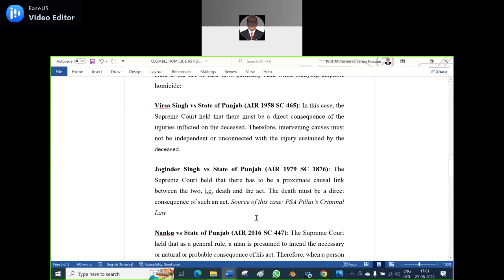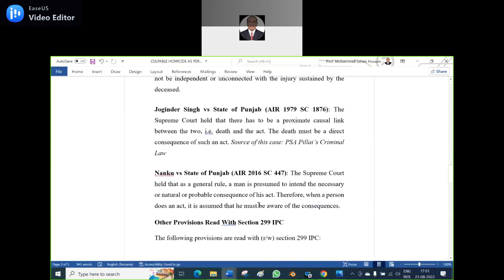Joginder Singh versus State of Punjab, All India Reporter 1979, Supreme Court, page number 1876. The Supreme Court held there has to be a proximate causal link between the two, that is, the death and the act. A close relation should be there: the act of attacking, and consequently he dies. The death must be a direct consequence of such an act. And if such a thing is there, then definitely we can say it is culpable homicide, or we can also say culpable homicide amounting to murder, depending upon the circumstances, how the attack was carried out.